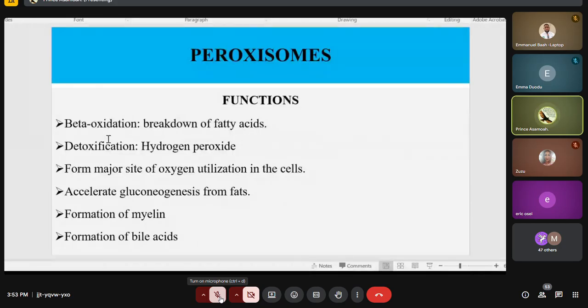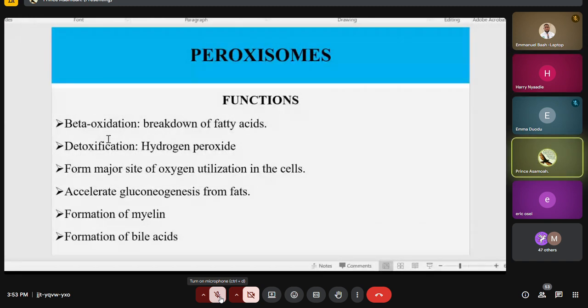Then there is the formation of myelin. The nerves we have have an insulator, and that insulator, called myelin, has a role the peroxisome plays in its formation. And then the formation of bile acids. That's the work of the peroxisome.